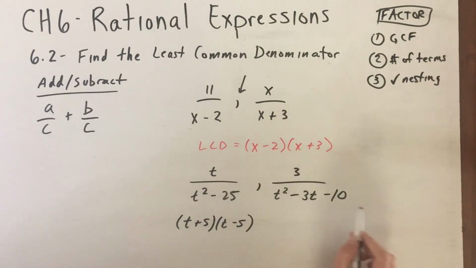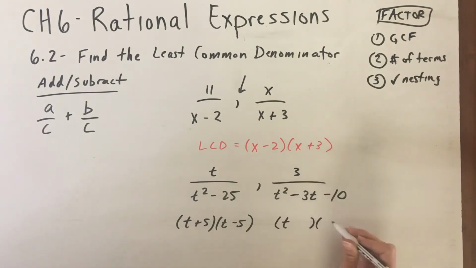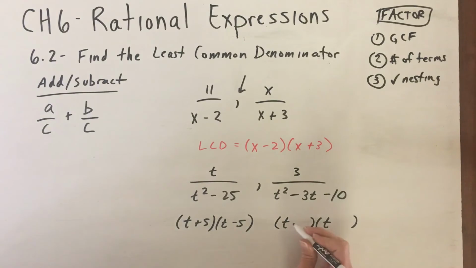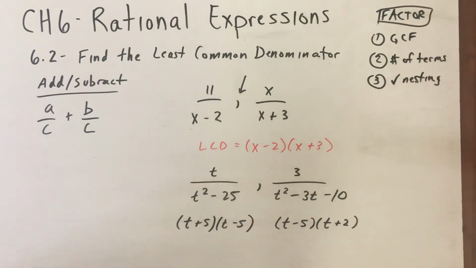factoring this is a three-term polynomial, no GCF, so I'm just going to use hippobuts. So this would factor to a t minus 5 and a t plus 2 because these multiply to the negative 10 and sum to the negative 3.